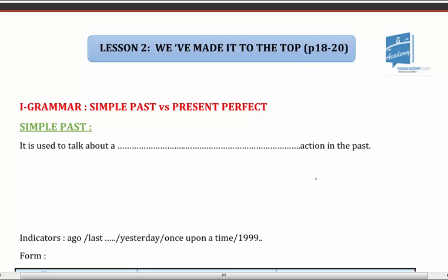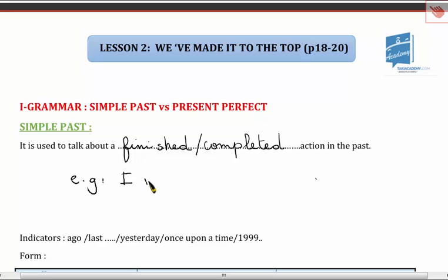So, I'll start with the simple past tense. It is used to talk about actions in the past, but these actions actually must be finished, that means completed, in the past. Example: I watched TV yesterday. The action of watching TV is finished yesterday. It means now I'm not watching TV.